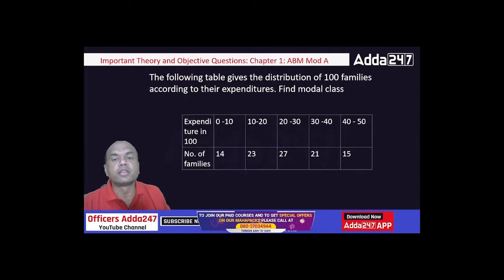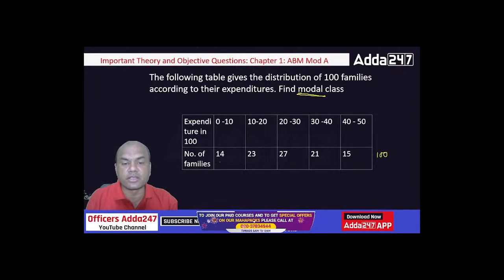The following table gives the distribution of 100 families according to their expenditure. Find the modal class. So we want a modal class. How do you know whether there are 100 families or not? Just add these up and you will get 100. This is always known as the frequency. The frequency gives you how many families are in this class, how many times this class is repeated.